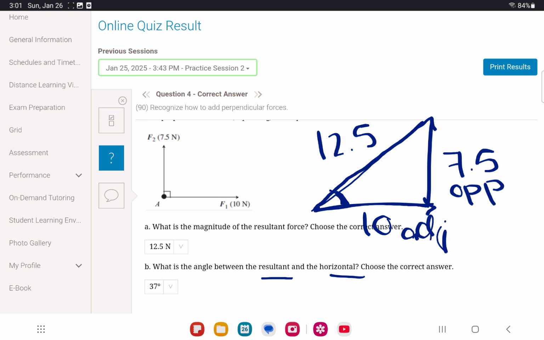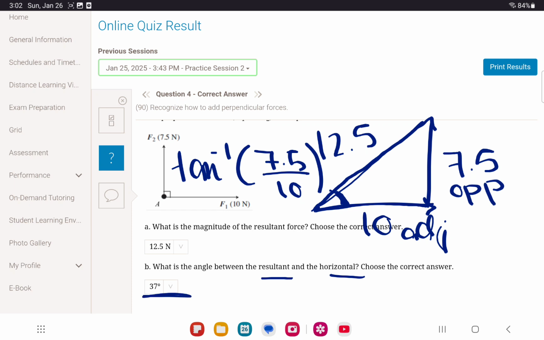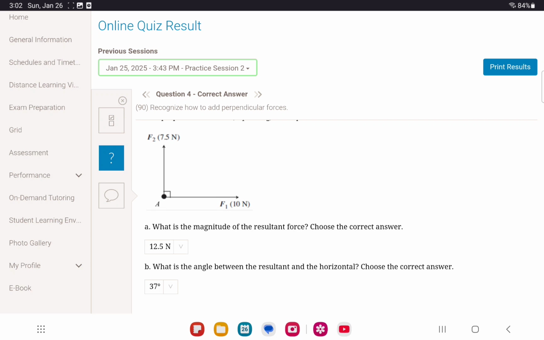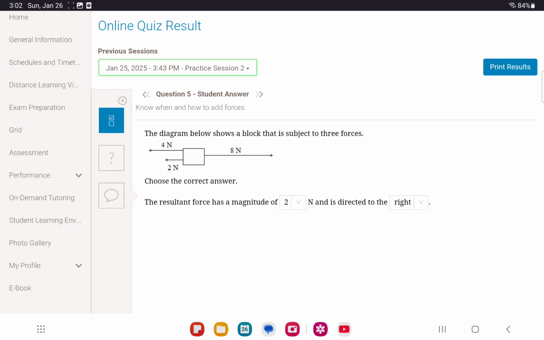So shift tangent equals 7.5 over 10. Let's do it on our calculators. Shift tan 7.5 over 10 equals 36.8, which is rounded up to 37 degrees. That's that question. Okay, this is pretty easy.